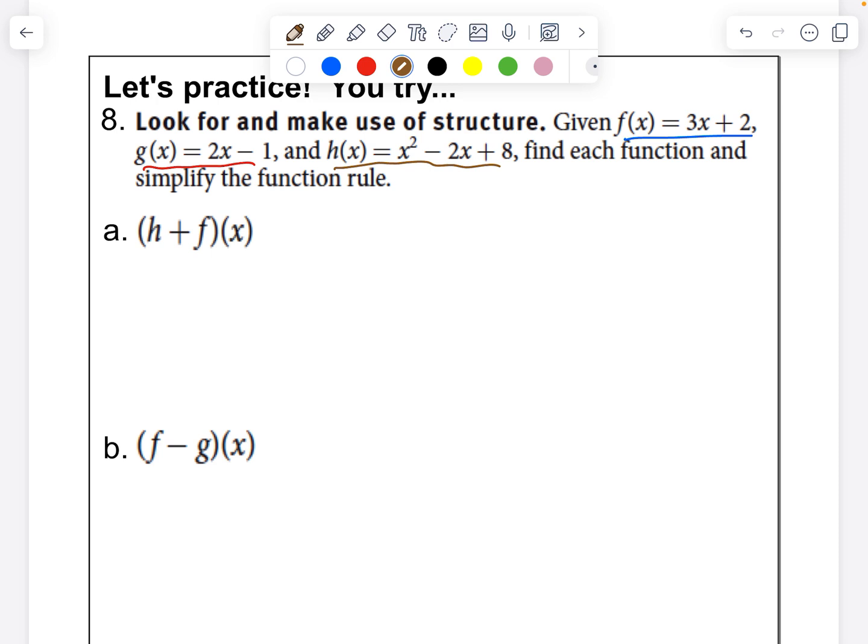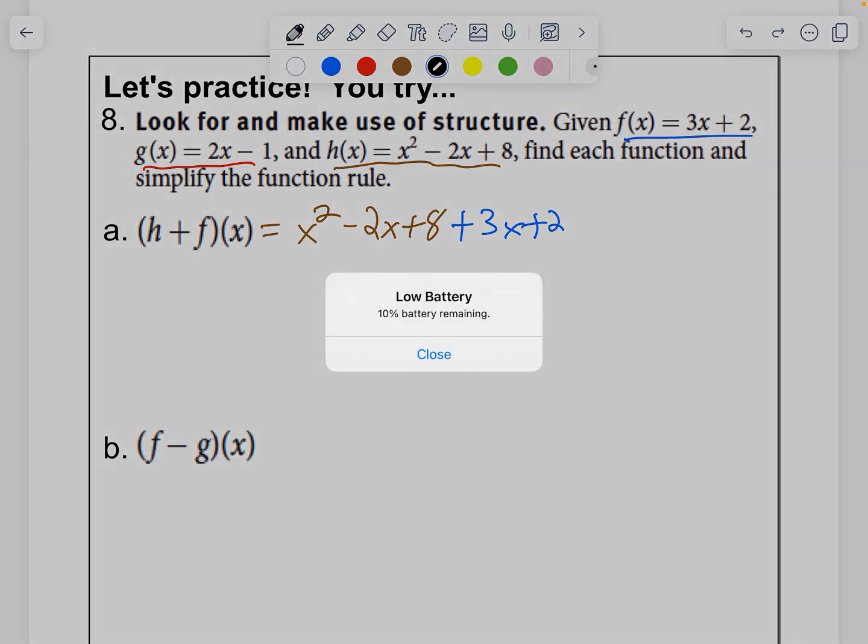All right? So letter A is telling me to take the h function and add it to the f function. So I just have to go find those functions, right? This turns into the h function's x squared minus 2x plus 8. And I want to add my blue function, plus 3x plus 2. Now I'm going to put parentheses whenever I add these together. Reason being, I technically have to distribute that positive in. Now when I distribute a positive in, that doesn't change anything. So these parentheses, when you add and subtract, are kind of optional. It's going to become more important later on.